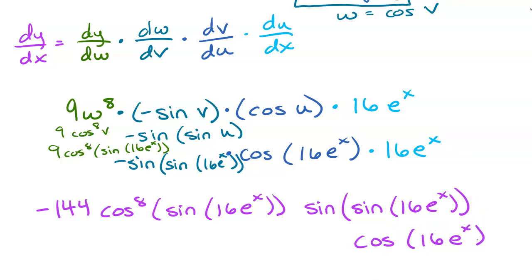Wow! Make sure when you're putting it into the computer that you have all your parentheses in the correct places and you string it all together. Your computer should not care what's in front of what or what's being multiplied to what. It's just what is inside the other. So you shouldn't care if the cosine 8 is written first or second, but just make sure that it says cosine 8 of sine of 16 e to the x.